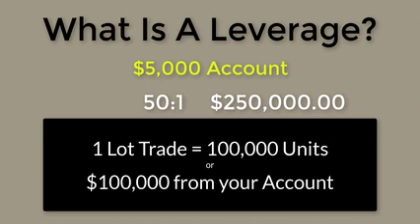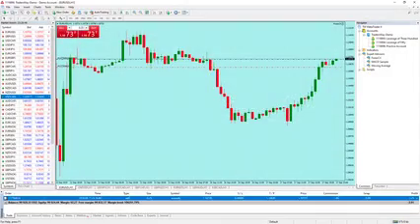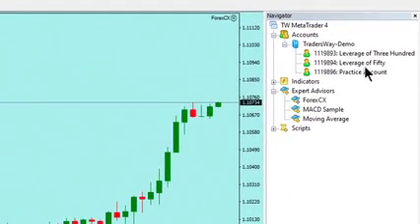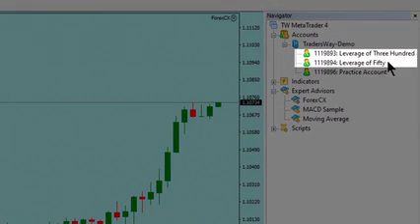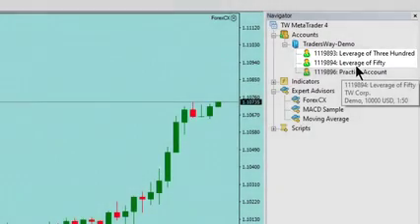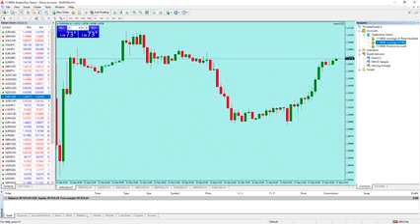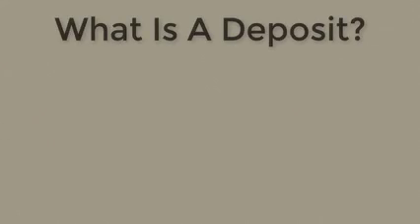All right, let me give you some examples, okay? Let's come back over here to MT4. What I've done is I've come up here, and you can see over here in the top right, I have two different accounts. I've got a leverage of 300 to 1 and a leverage of 50 to 1. So let me put in something. I want to show you guys really quick the difference between these two accounts, because there's one more piece that you need to understand about leverage.